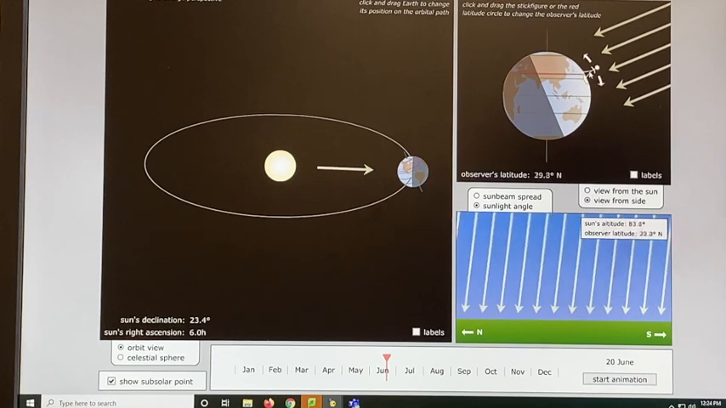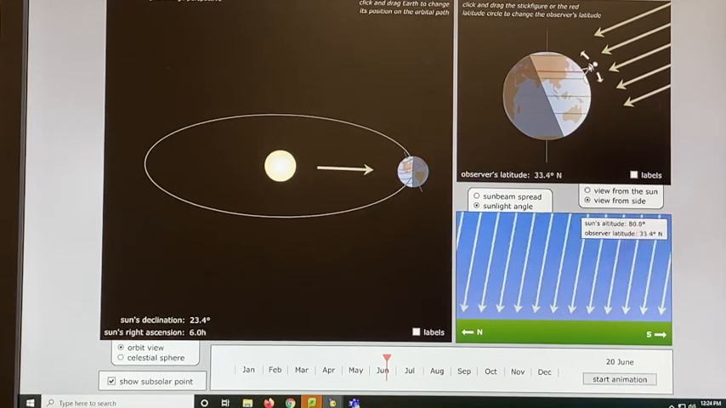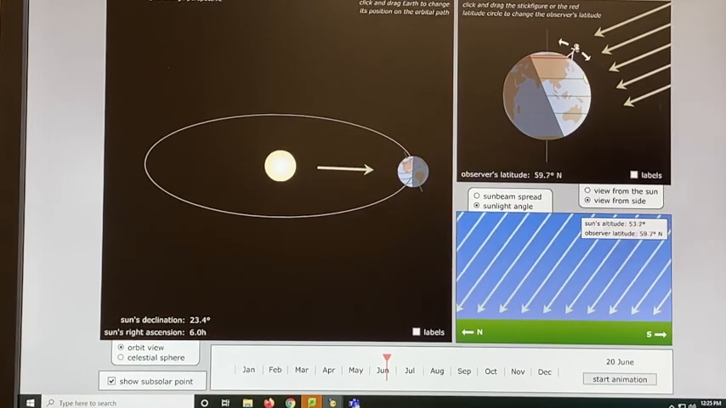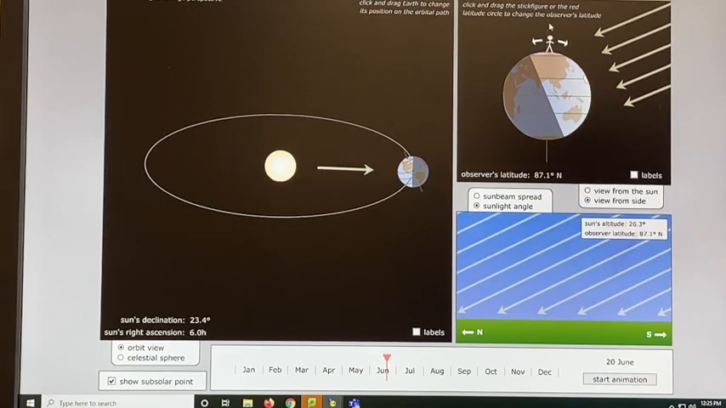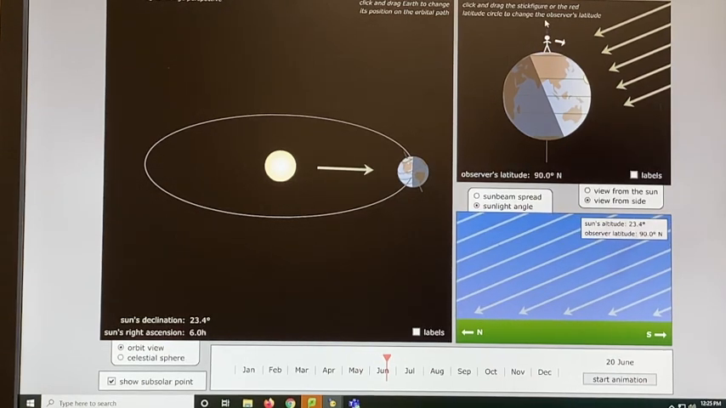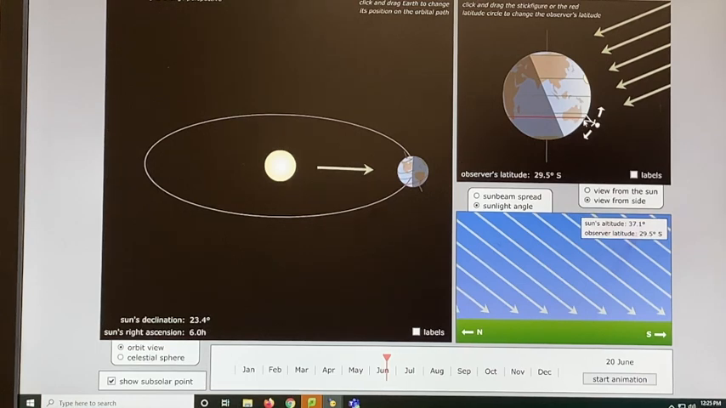Next we'll go up to the North Pole. And there we have the sun's altitude is 23.4 degrees, which is the same as the declination. And then the last one is somebody at minus 45.